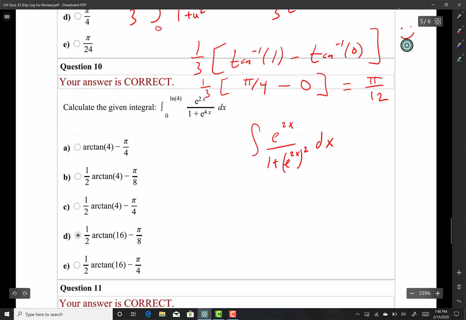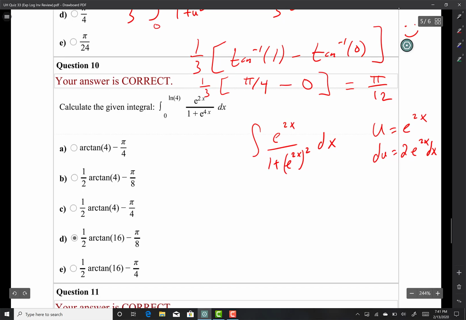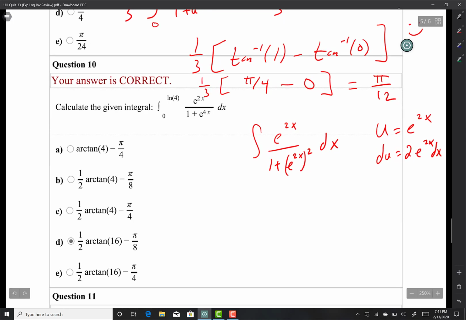See, this looks a lot like 1 over 1 plus x squared. Do you guys see that? If I set u equal to e to the 2x, du is going to be 2 e to the 2x dx. Now, I don't have a 2 e to the 2x. I have an e to the 2x. So here we go. I'm going to plug in a 2, and I'm going to plug in a half to balance it out. So now we're good. All right, 1/2 integral 1 over 1 plus u squared du.